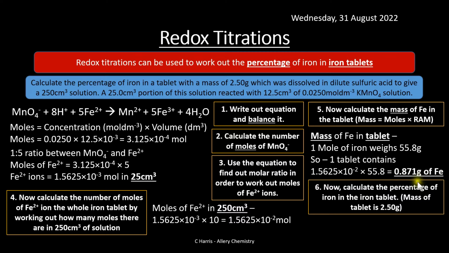And then obviously we don't stop there, because it's asked for a percentage of iron in the tablet. Now what we can do is calculate the percentage of iron in this tablet. So the overall mass of the tablet was 2.5 grams. 0.871 grams of that was iron. So all we do is take the amount of iron divided by the total mass times 100, and the actual tablet contains 34.8% iron in that whole tablet.